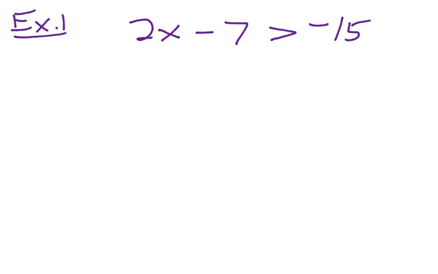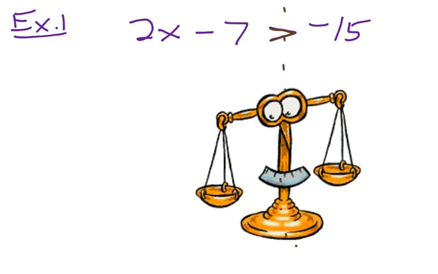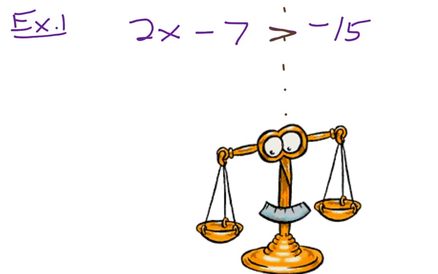Example 1. Copy this down. 2x minus 7 is greater than negative 15. Our first step, we're going to treat it just like an equation. And remember, that means we still have a left side and a right side. I'm showing that with this balance. So, PEMDAS in reverse for our first step. What's our first thing we're going to do? Well, we're subtracting the 7, so the inverse is adding it. And whatever you do to one side, you do to the other.